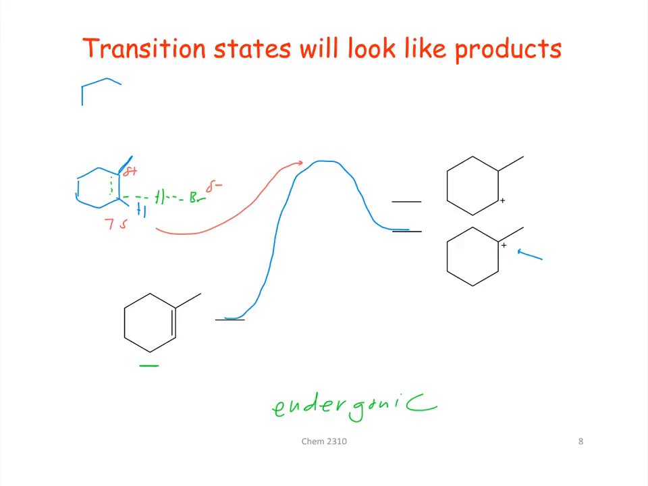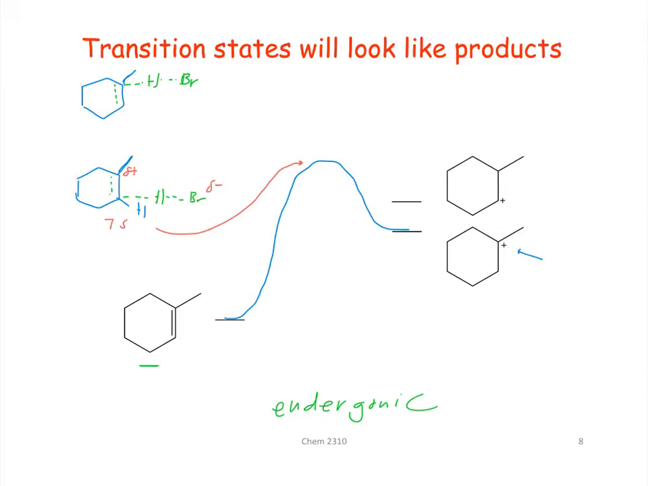All right, the other possibility is that we are adding the H to the upper position. So again, we'd be breaking the pi bond, we'd be forming a bond to the H at this position.